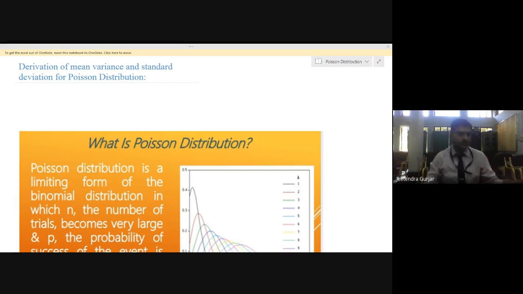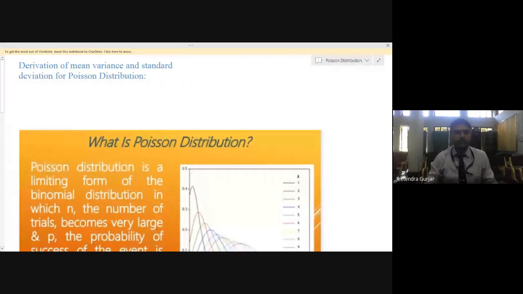Yes, students, good morning once again. Today we are going to derive a very important derivation of mean, variance and standard deviation for Poisson's distribution. So for Poisson's distribution, how are we going to derive this mean, variance and standard deviation? First, we'll go through it very simply.